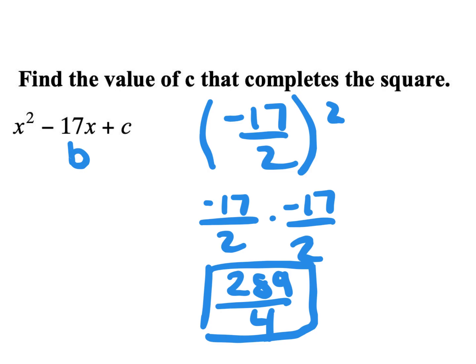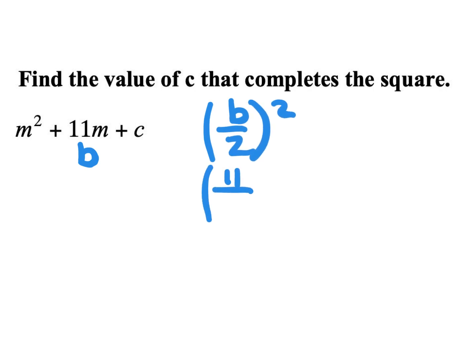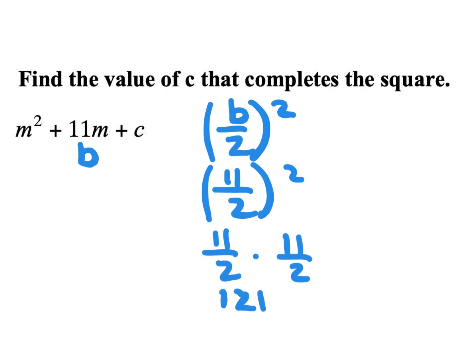For this last one, the value of b is 11. So if I want b over 2 squared, it becomes 11 over 2 squared, which is 11 over 2 times 11 over 2. So it's 121 over 4 that you would add to both sides.